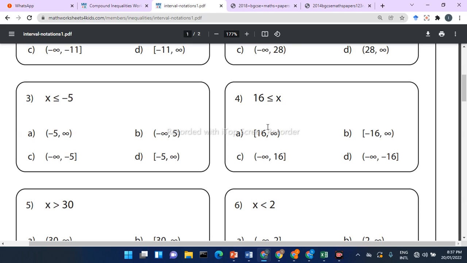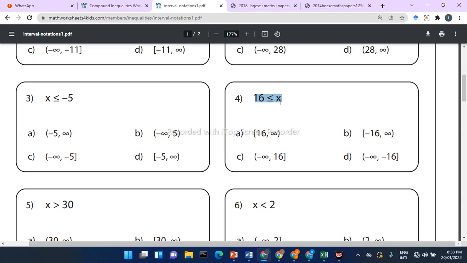Okay, so hopefully you already tried number 4 and you got the correct answer. So let's do it together. What does this inequality mean? Well, this is saying that we have 16 is less than or equal to x. So that means x is going to be bigger than or equal to 16.